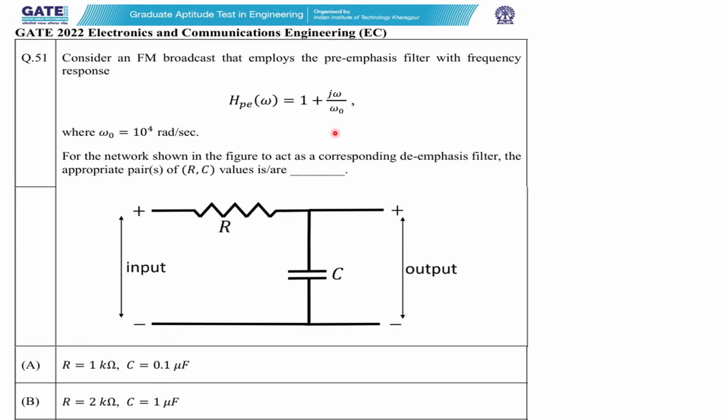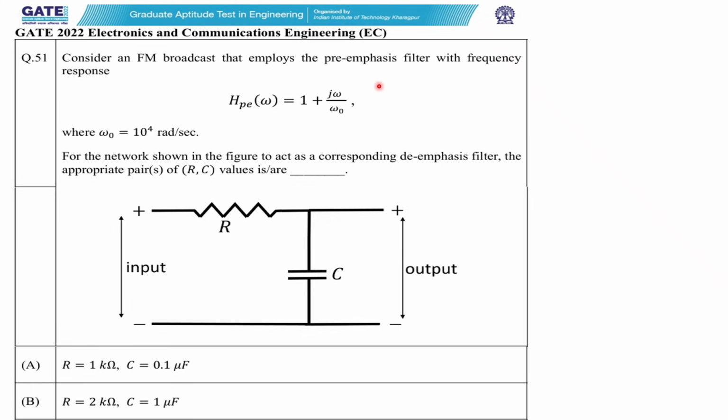So we have the transfer function of this pre-emphasis filter, and corresponding to it, the de-emphasis circuit is given. Now the question is asking for the appropriate pair of R and C values, right? First of all, we have to understand that this question belongs to FM broadcast. Broadcast means transmitting and receiving, so the transmitter and the receiver, which you may consider the superheterodyne type of receiver.